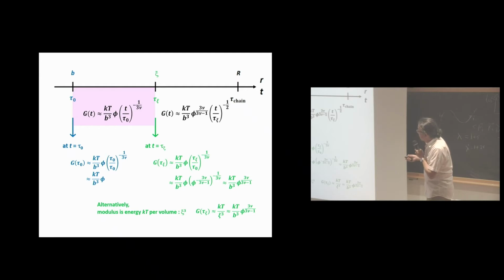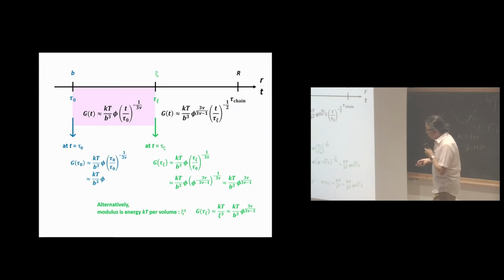Let's check two extreme cases of each region. This Zimm relaxation modulus works between monomer size and correlation length, between tau 0 and tau xi. At tau 0, it's simple: you can eliminate this time-dependent part to have the modulus at the monomer level, which is kT over b cube and phi. And for the longest limit at the correlation length, you can input tau xi here, and then carefully check the exponent for phi. It's here 1 and here, and then to have this exponent: kT over b cube and phi to 3 nu divided by 3 nu minus 1.